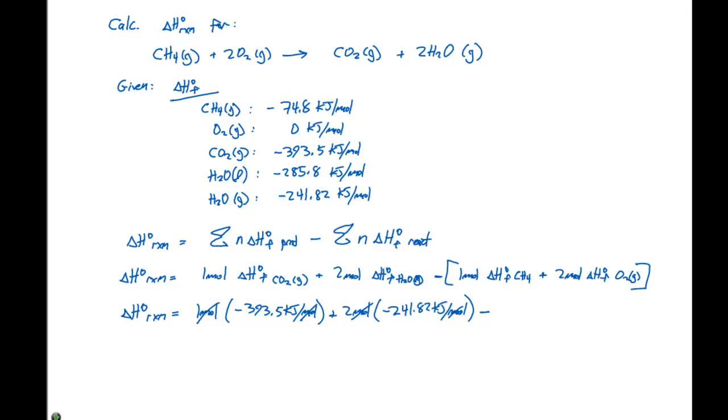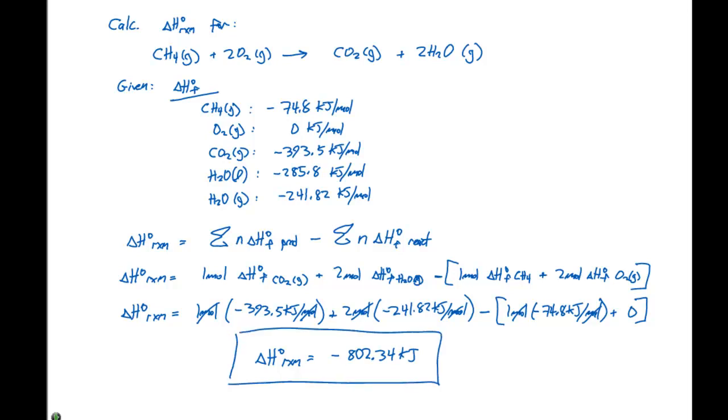Minus the whole quantity of 1 mole times the delta H of formation of CH4, which is negative 74.8 kilojoules per mole, plus 2 times the delta H of formation of oxygen, which is going to be 0. So if we go through and do the algebra, our delta H naught of reaction is going to be negative 802.34 kilojoules.